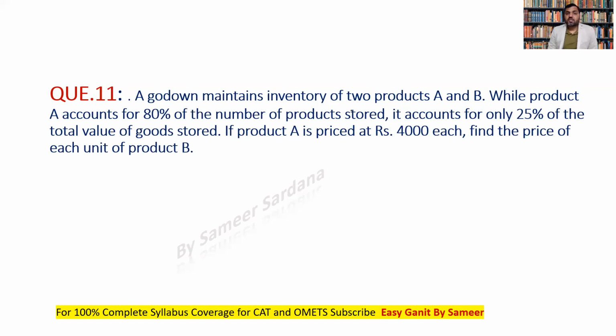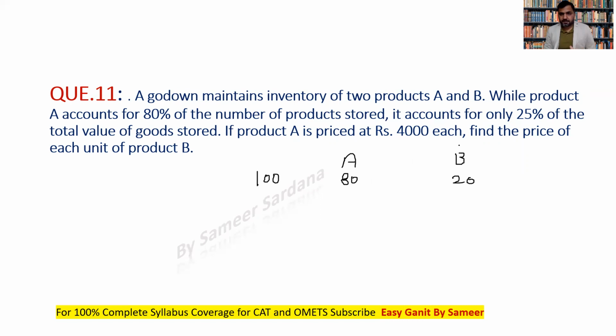A godown maintains inventory of two products, A and B. Now there are two products, A and B. Product A accounts for 80% of the number of products stored. So if I assume that the total number of products is 100, 80 products will be of A and 20 products will be of B.